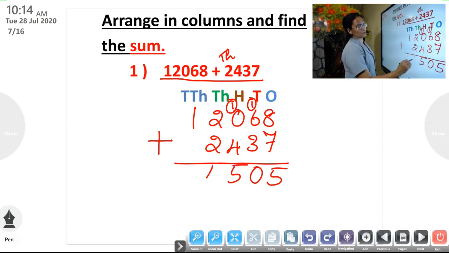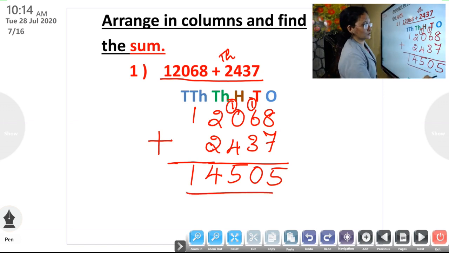Then next place 2 plus 2 is 4. Then here 1 is there. So the answer is 14,505.